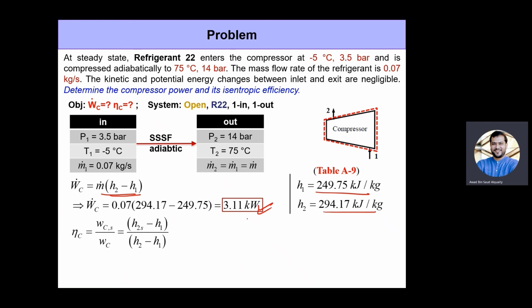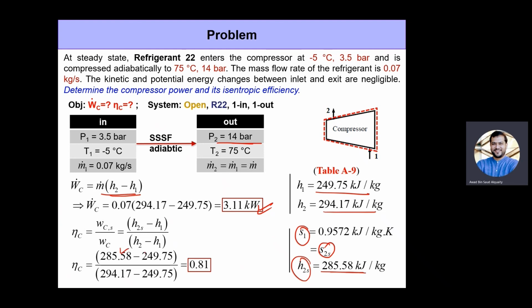Now for isentropic efficiency, as we said, the only part we need is S2S, and we get it by finding S1, which is equal to S2S, one property, the other property being the pressure itself. Using these two, we can find H2S, and it comes out to be 285.58. You plug in those numbers here, 285.58, 249, 294.17, 249.75. H2S minus H1, H2 minus H1. As again, we can see here, H2S is smaller than H2, just like we expected. And when you put in these numbers, the efficiency comes out to be 0.81 or 81%.